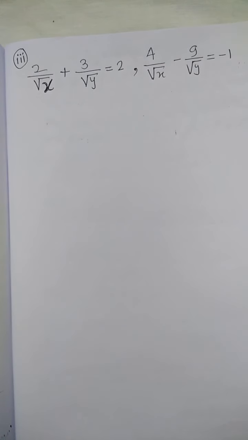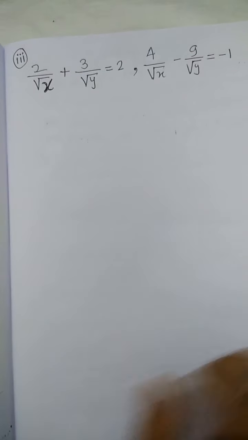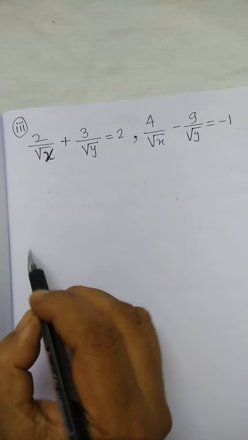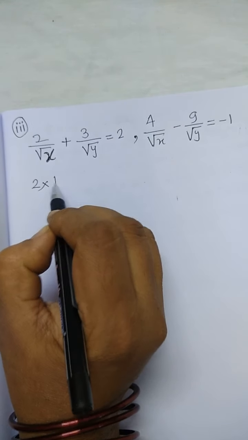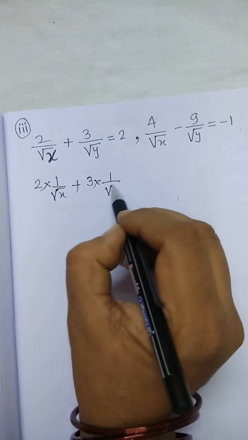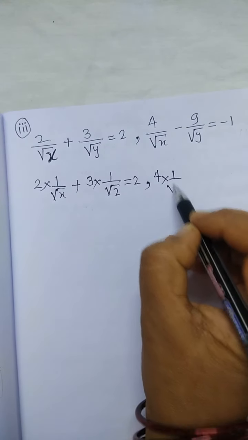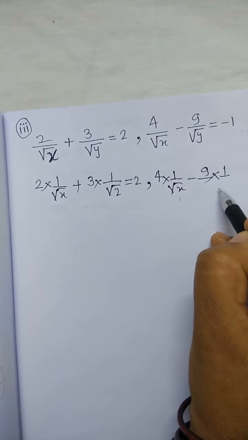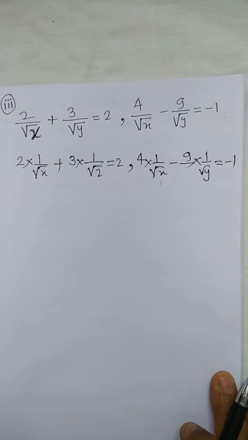Now, let us see another type of problem. Here, under root x and under root y is given. So, what substitutions can you do here? 2 by root x, we can write 2 into 1 by root x plus 3 into 1 by root y is equal to 2. Similarly, 4 into 1 by root x minus 9 into 1 by root y equals minus 1. We can write this in this way.